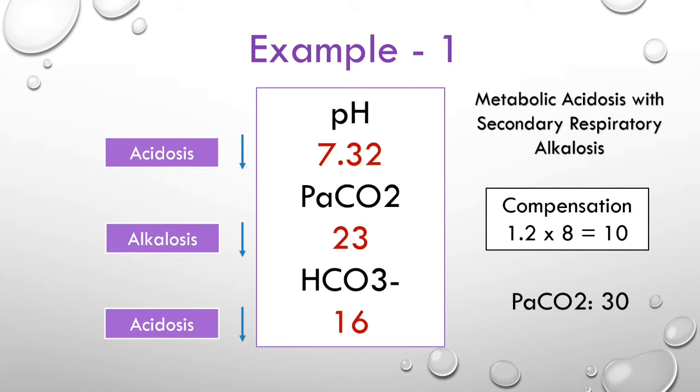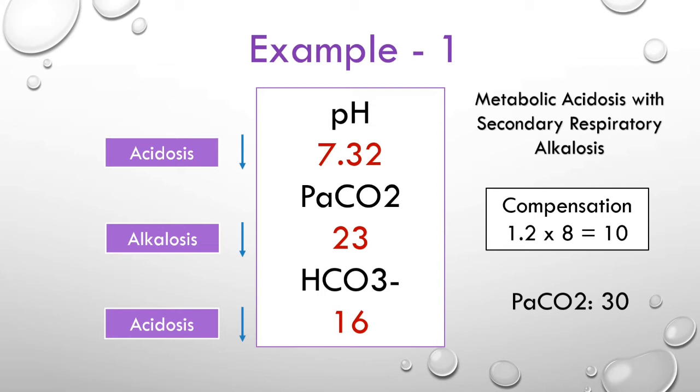So we multiply 8 by 1.2, giving us 10. The change in PaCO2 level would have been 10 millimeters of mercury. So the new PaCO2 level would be 40 minus 10, that is 30 millimeters of mercury. 40 is the normal PaCO2 level and 10 is the change, that is the compensation to metabolic acidosis, where the bicarb level is 16. So in case of metabolic acidosis where the bicarb level is 16 milliequivalents per liter, the PaCO2 level would have been 30.